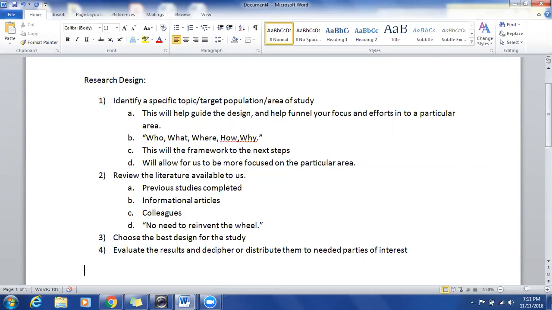Once we figure out the 4 steps, I'll review them briefly for those that couldn't hear and see before. We want to identify what we're doing, and review the literature. Once we figure out what is done, do we want to choose our own design or figure out what someone else has done? And then we have to evaluate the results and decipher and distribute them to the needed parties of interest.